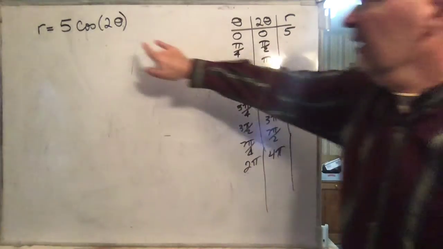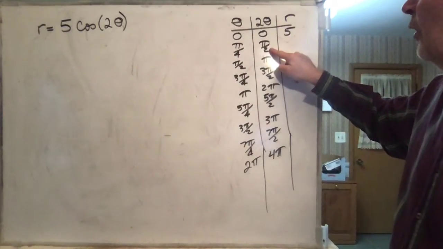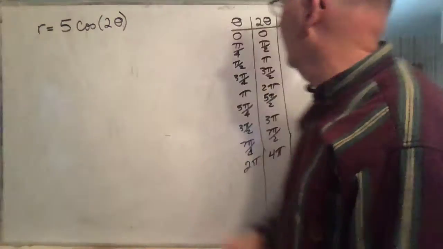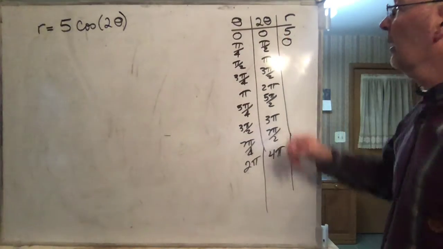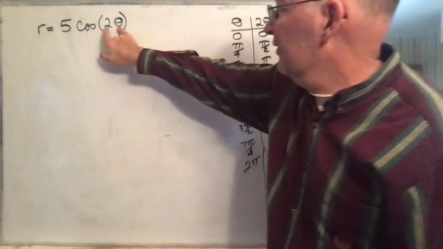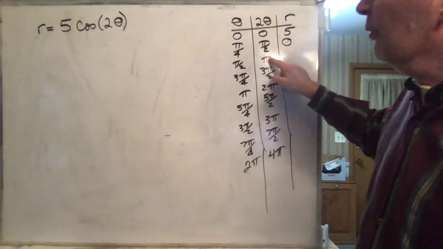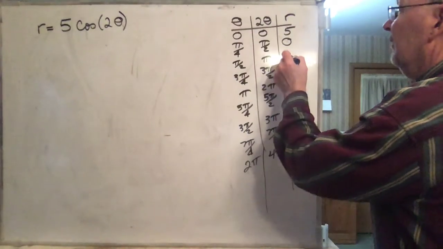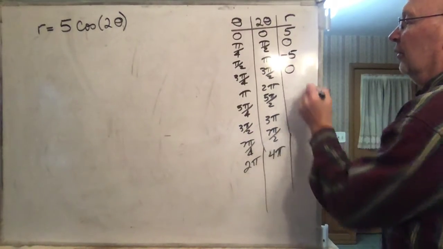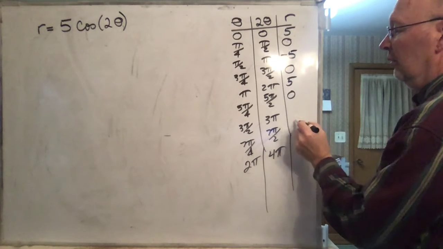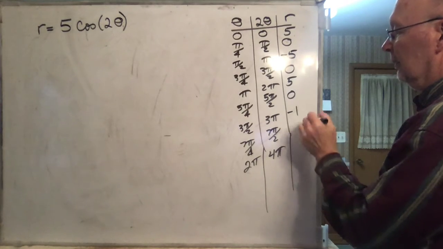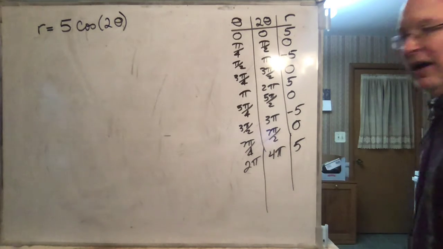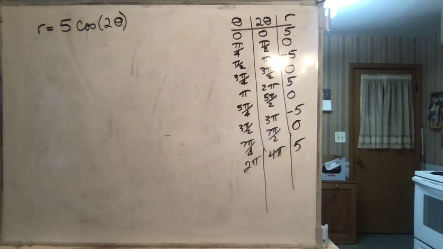When 2 theta, when this angle right here is pi over 2, what's the cosine of pi over 2? It's 0. 0 times 5 is 0. What happens when 2 theta, that's this angle right here, is equal to pi? The cosine of pi is equal to -1, so that's going to be -5. Then 0, then 5, 0, -5, 0, and 5. Okay? You check all those out.